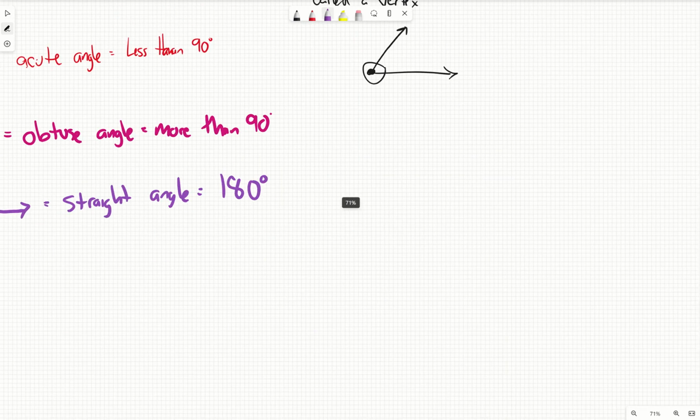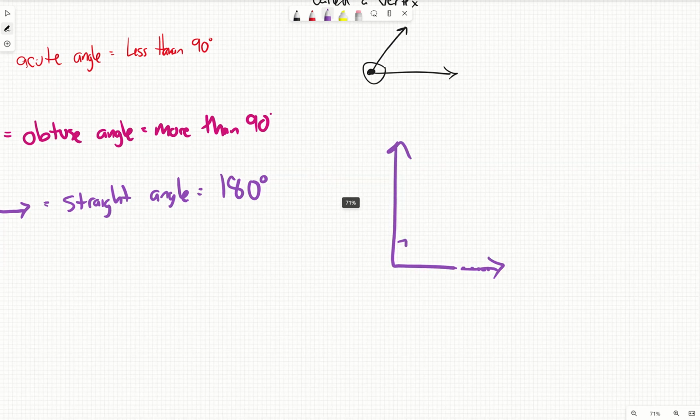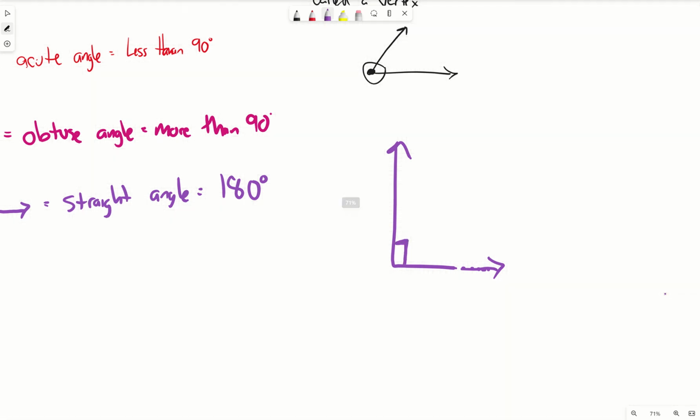If I had an angle that looked like this, what kind of angle is that? Yes, it is acute. If I had an angle that looked like this, what kind of angle is that? Yes, it's a right angle. I also know it's a right angle because of this little box right here. If I have this little box, it helps me know I have a right angle. Okay. All right, so those are our angles.